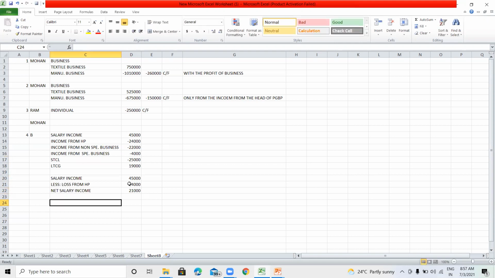Now we have long term capital gain 19,000 and less short term capital loss. The amount of short term capital loss can be adjusted with short term capital gain as well as long term capital gain, but the long term capital loss cannot be adjusted with short term capital gain. It will be adjusted only with the long term capital gain.